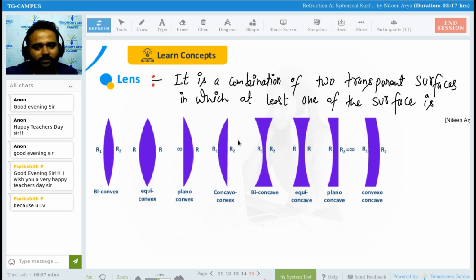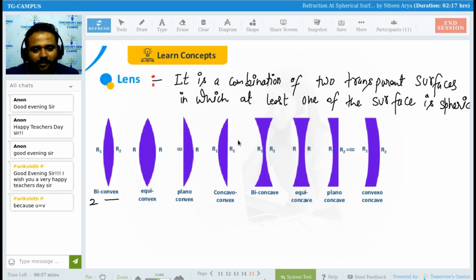But if you want to write the definition anywhere, that is a perfect one. As you can see, that is biconvex. Bi means two, convex means both the surfaces are convex. It is equiconvex: both the surfaces have equal radius and are convex. Plano-convex is simply one surface plane and the other surface convex. Concavo-convex is one surface a little bit concave and the other convex.